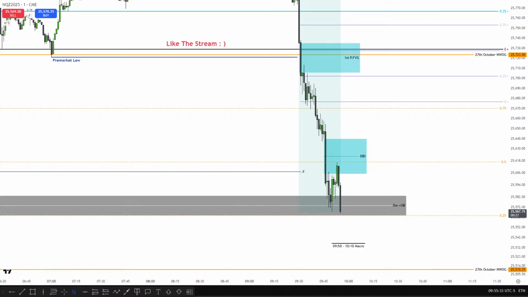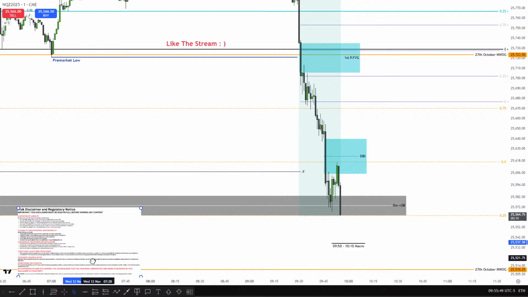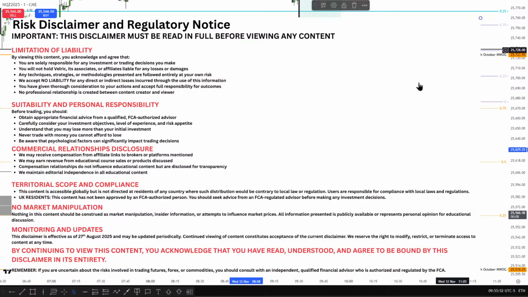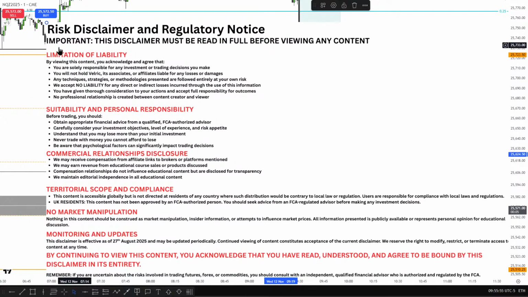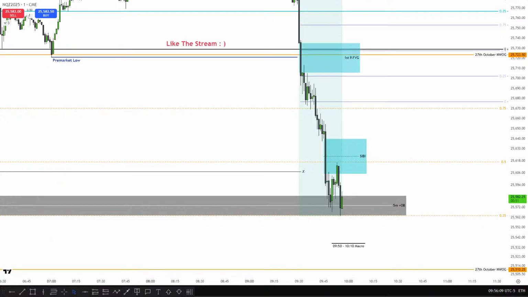Risk disclaimer, I didn't see it. That's because you weren't here from the start. You only joined late. I'll show you. Look. Limitation of liability. You are solely responsible for any investment or trading decisions you make. You will not hold Velric, its associates, or affiliates liable for any losses or damages. Bulletproof. Bulletproof.